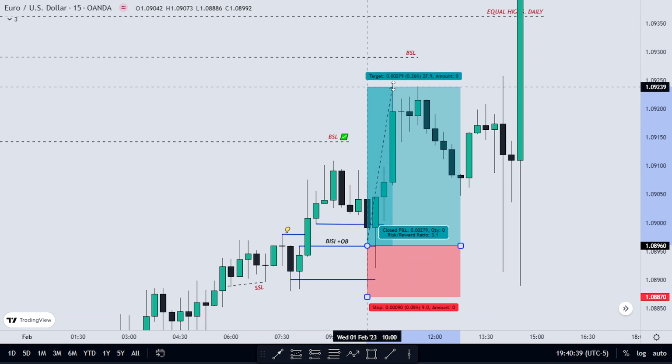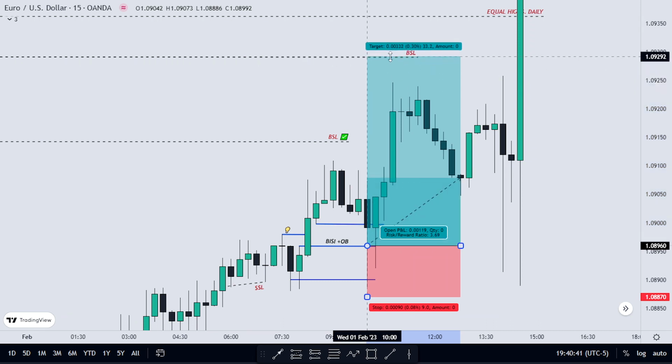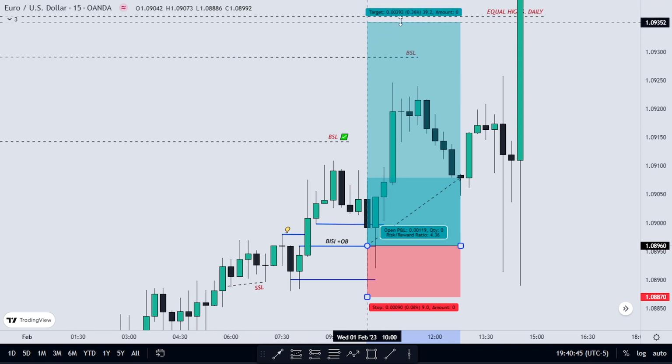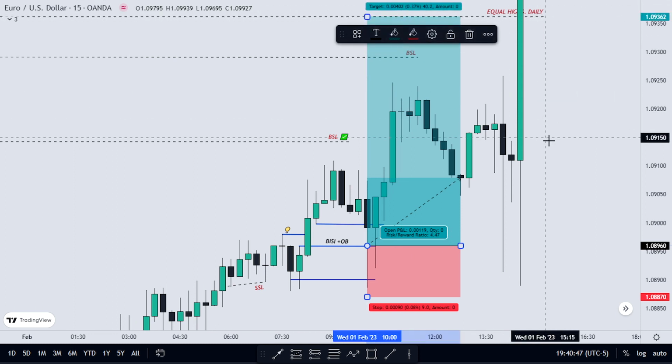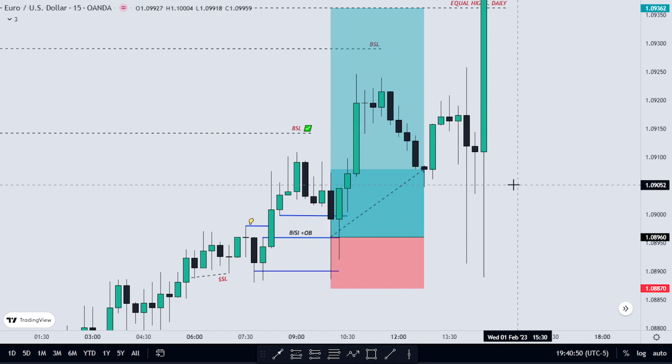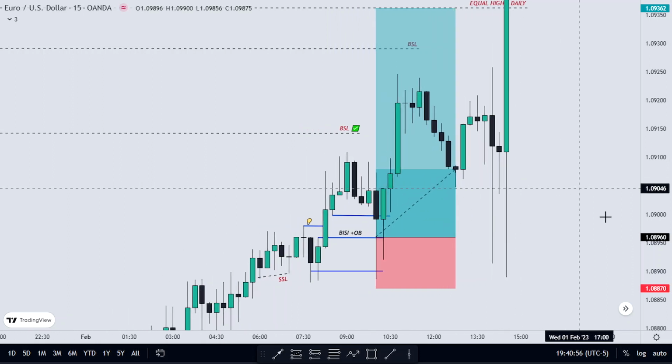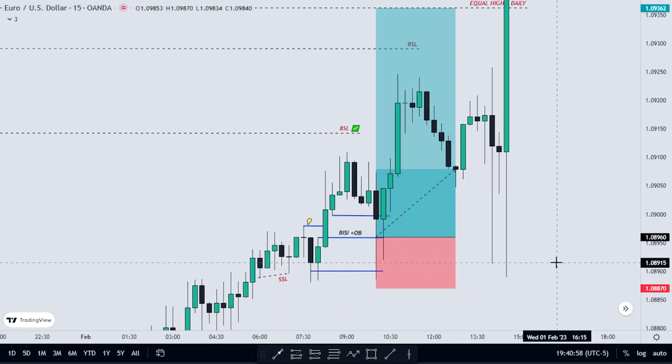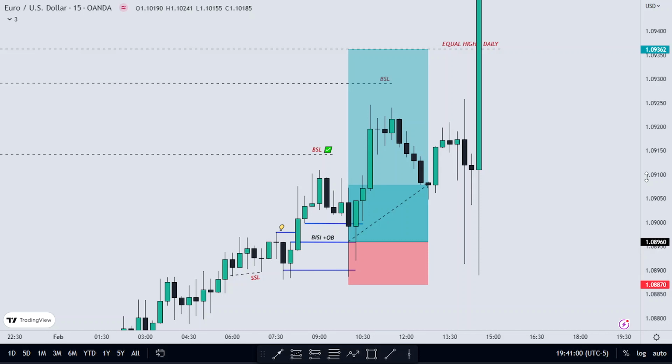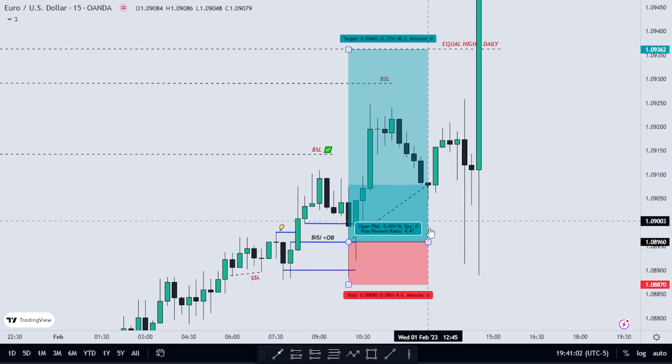So I took more partials here, and then I left the remaining lots to run up to the equal highs on the daily. At that time I had taken around 70% of my positions off, so I was very comfortable, and with the rest I maintained my stop loss down here. And then today we had FOMC, so I just left the little lot size to see what FOMC would do.